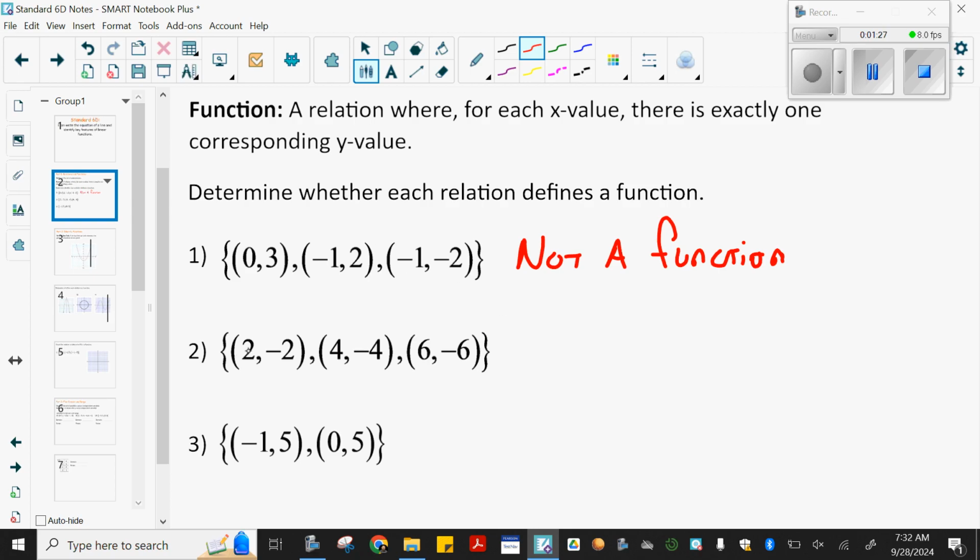So look at this one. 2 and -2, 4 and -4, 6 and -6. Every x has one y answer. Another way to think of that is x doesn't repeat. So this is a function. Next one, look, we have -1 and 5 and 0 and 5. You might think, hey, that 5 repeats, we can't do this. But this one is still a function because the x value is the only one we care about. So we'll say function, or yes, a function.